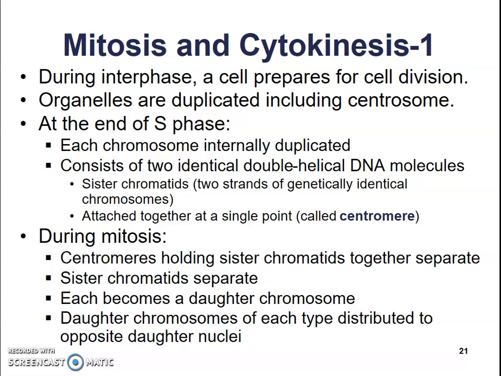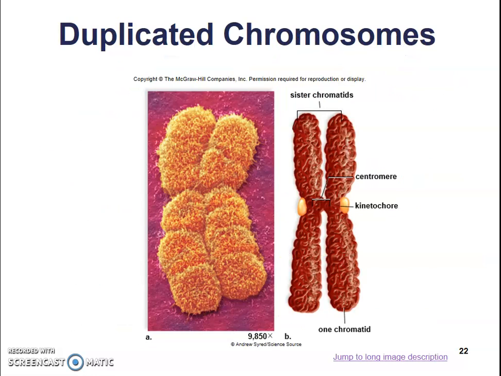During mitosis, the centromeres holding the sister chromatids together break down, allowing those chromatids to separate and be distributed to the 2 new cells. Here we have a chromosome. There are 2 sister chromatids that are identical, linked together at the centromere. That centromere is going to break down and allow them to separate. You also see the kinetochore, which is this little orange bit right here. That is the attachment point for the spindle fibers that are actually going to move the chromosomes or the chromatids around.